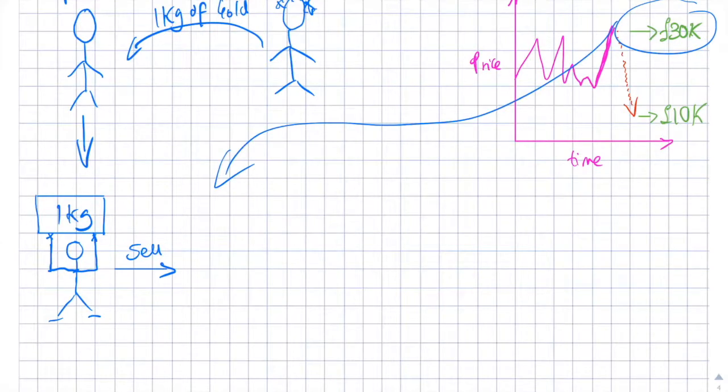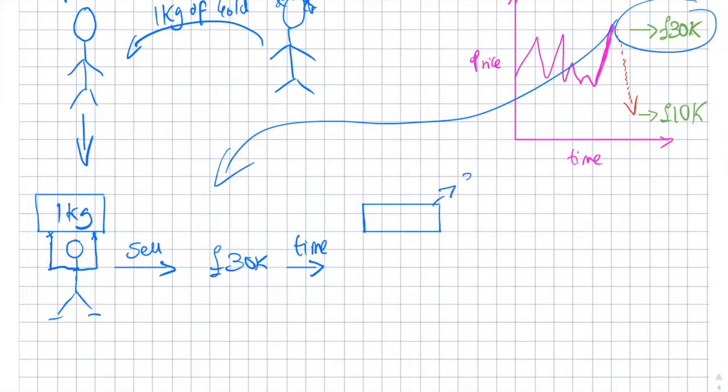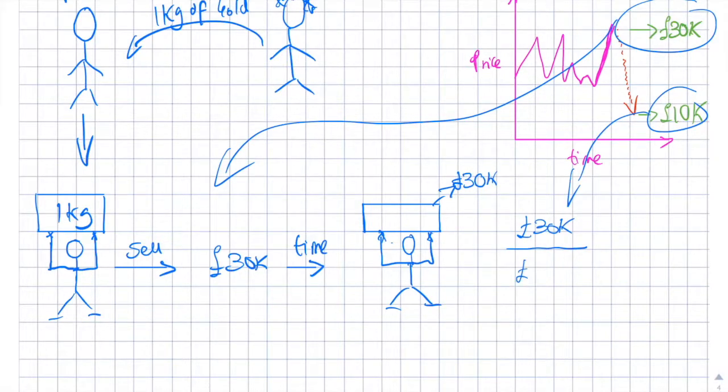So you sell that gold and you keep the £30,000, and you wait for a while. When you wait for a while, the price of gold is not £30,000 per kg, it's £10,000 per kg. So if you've saved that £30,000, how many kg of gold can you buy? Well, you do £30,000 divided by £10,000, which is 3 kgs. You can buy 3 kg of gold.